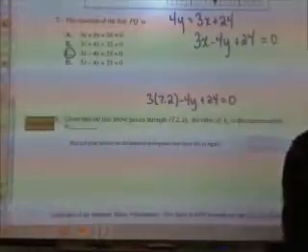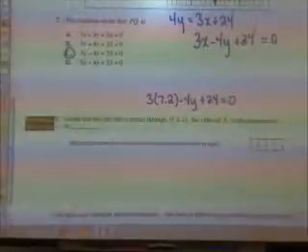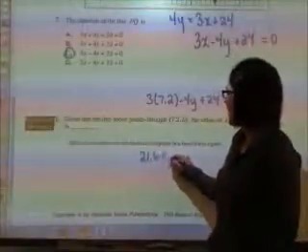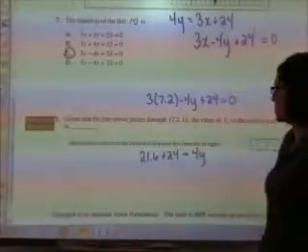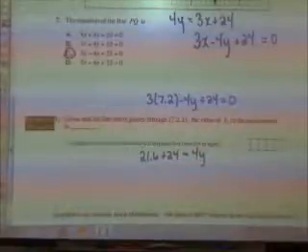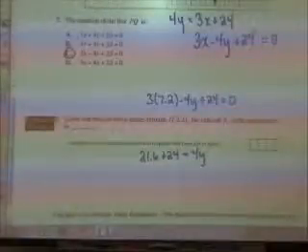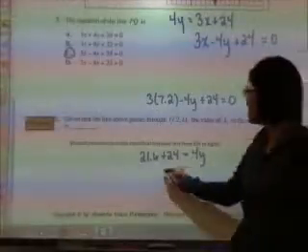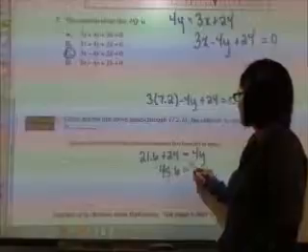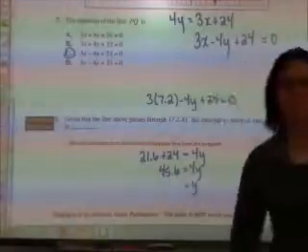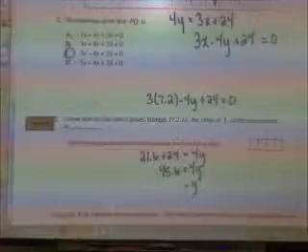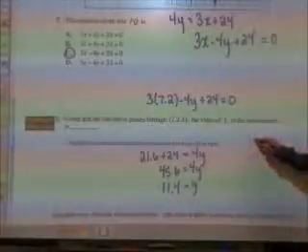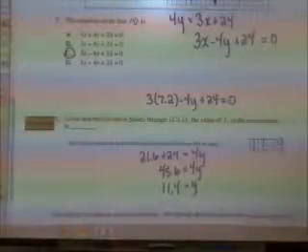So what is 3 times 7.2? 21.6. And I'm going to put the 4y to the other side because it would change that negative 4y to a positive 4y. 21.6 plus 24, 45. Divide by 4. And what do I get when I divide by 4? 11.4. So in my box, 1 decimal point 4.